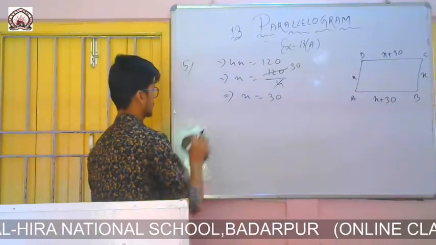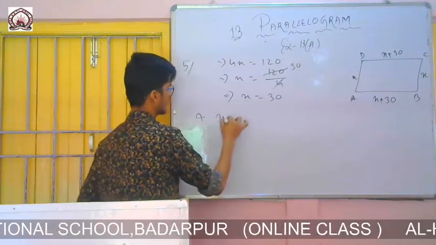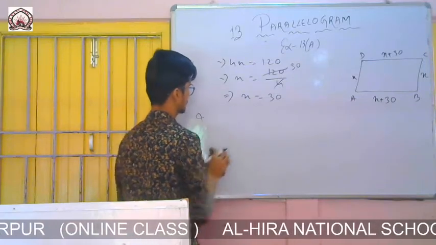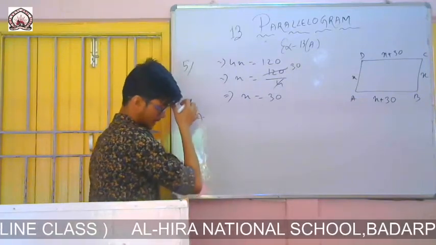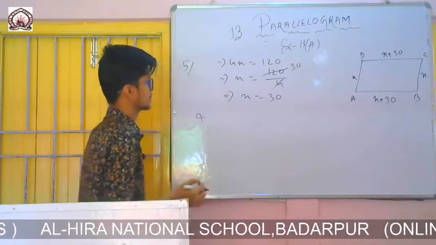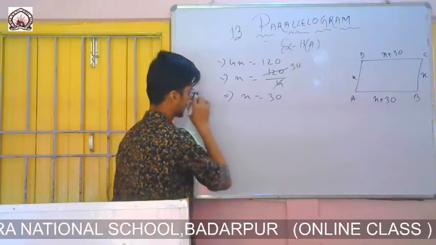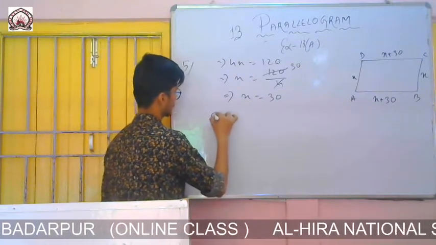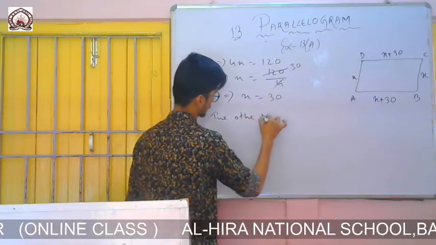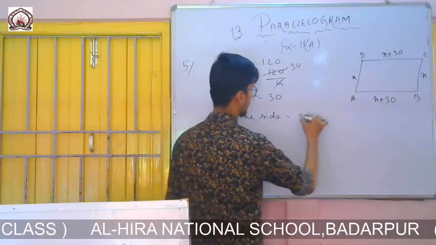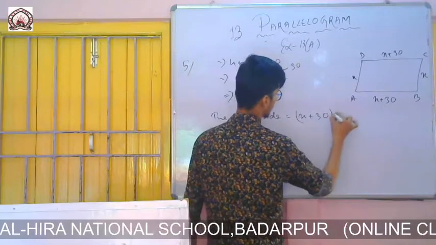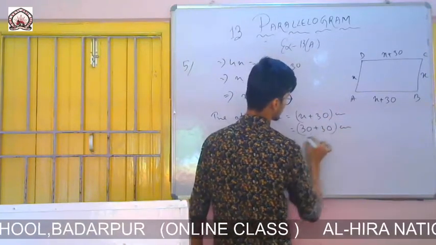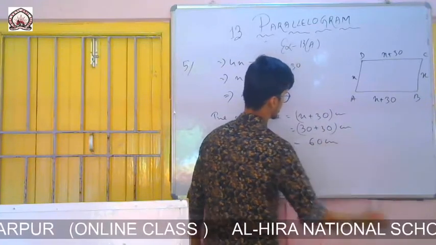Therefore, the x we have got. Simply, the other side will be x plus 30. You write, implies x equals 30. Therefore, the other side equals x plus 30, which is 30 plus 30 centimeter, which equals 60 centimeter.